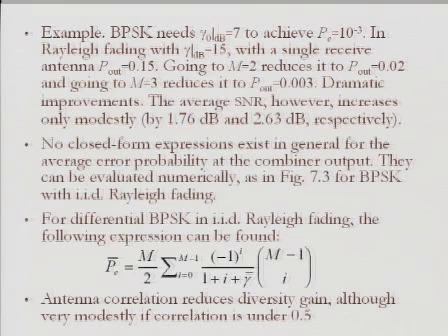Now, at the same time, the average SNR grew only modestly. It grew by 1.76 dB when we added the second antenna, and it grew to 2.63 dB when we added the third antenna. So be careful not to be misled by the fact that the averages increase very slowly, because the outages do get better much more quickly.